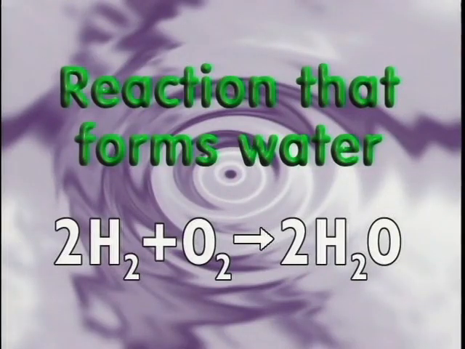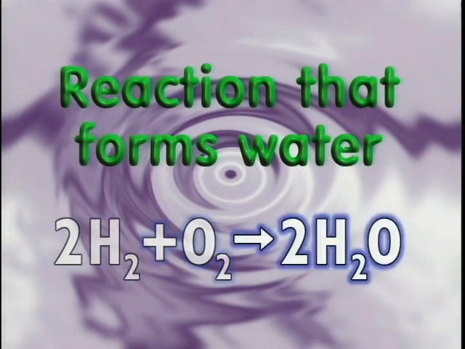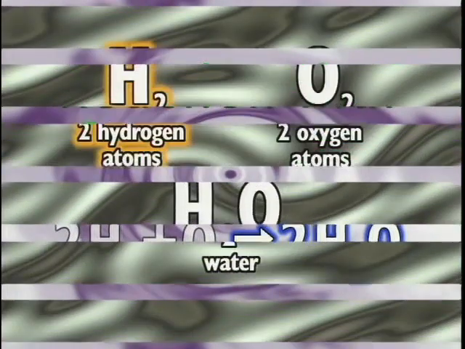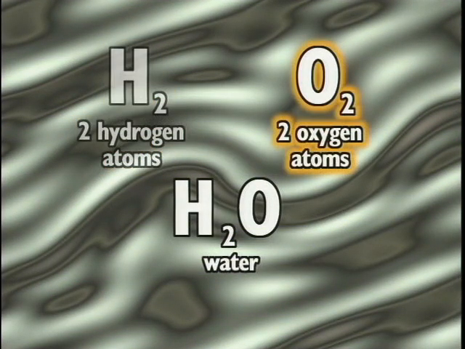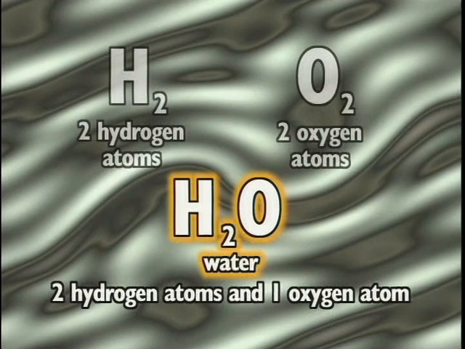We'll help you. Let's look again at the reaction that forms water. The chemical equation representing the reaction between hydrogen and oxygen to form water looks like this: 2H2 plus O2 yields 2H2O. H2 is a molecule with 2 hydrogen atoms, and O2 is a molecule with 2 oxygen atoms. Each water molecule has 2 hydrogen atoms and 1 oxygen atom.